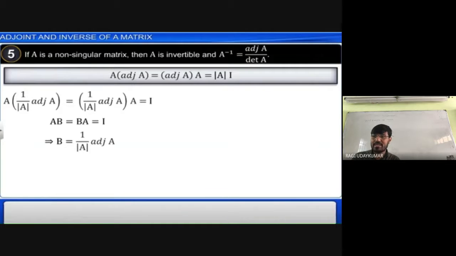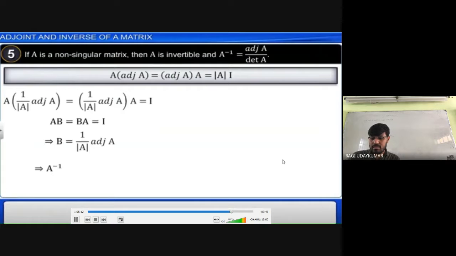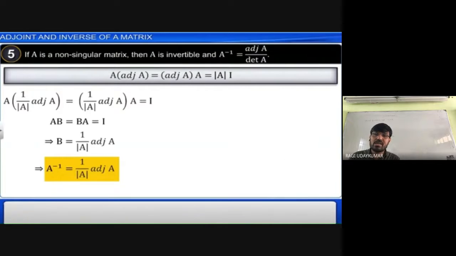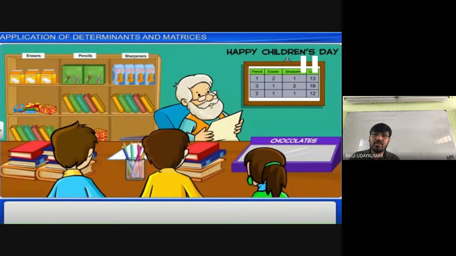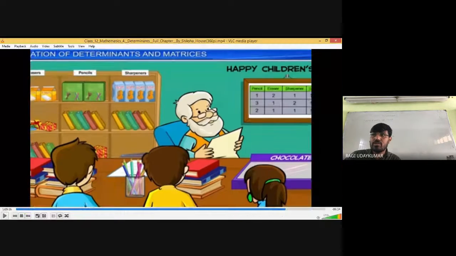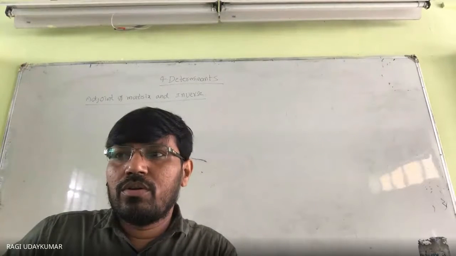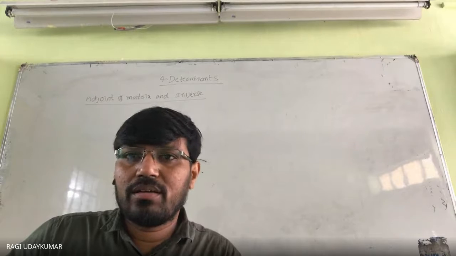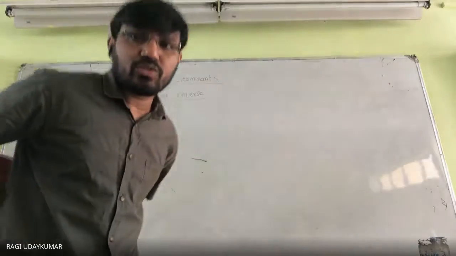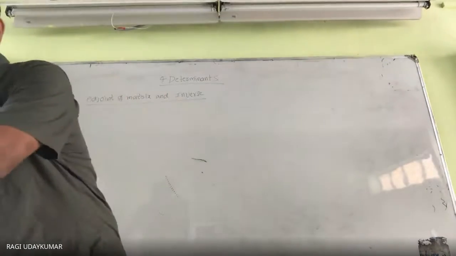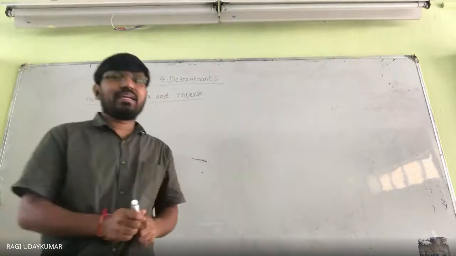So the inverse of the matrix is taken as inverse is equal to 1 by determinant of A into adjoint of A. Did you understand here? Yes, sir. Once again, I will explain to you on the board also. Very simple here, and you don't make it very complicated.